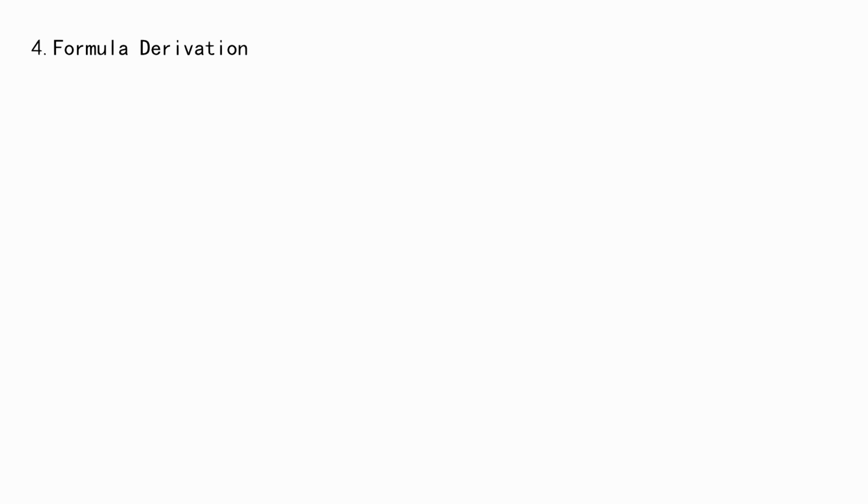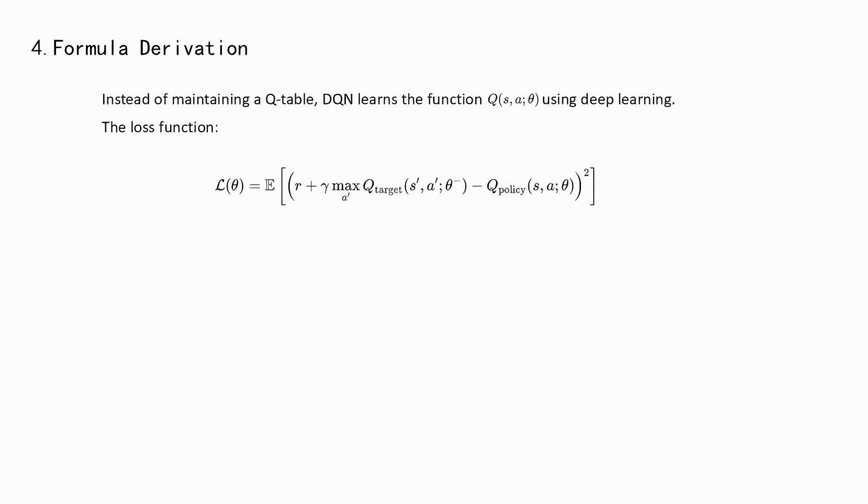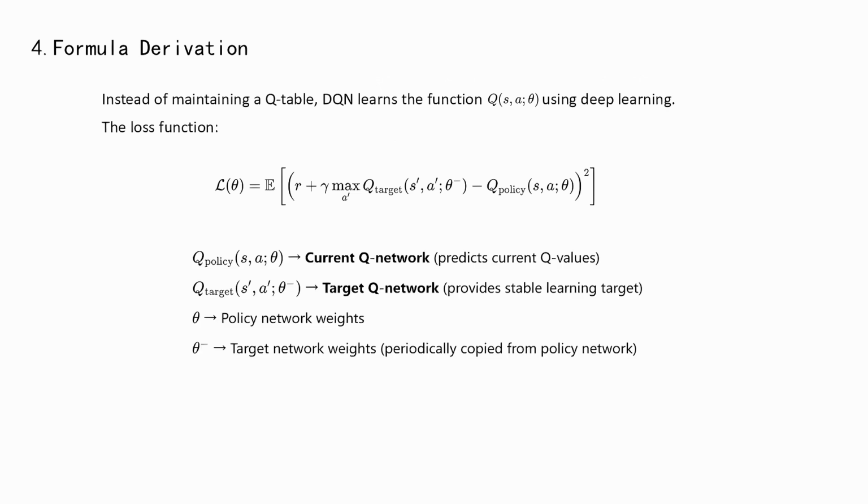Deep Q network formula derivation. Instead of maintaining a Q table, DQN learns the function Q(s, a) using deep learning. The loss function is as follows. Q policy is the current Q network, which predicts current Q values. Q target is the target Q network, which provides a stable learning target. Theta is the policy network weights. Theta minus is the target network weights, periodically copied from the policy network.